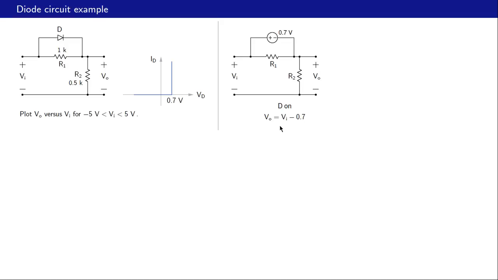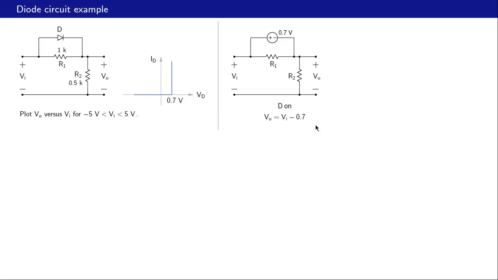We could of course get this by inspection. Let us take this node as the reference node, that is 0 volts. With respect to this reference node, this node is at Vi, this node is at Vo, and then we have Vo equal to Vi minus 0.7. So sometimes it's much easier to just get things by inspection rather than writing KVL, worrying about signs and so on.